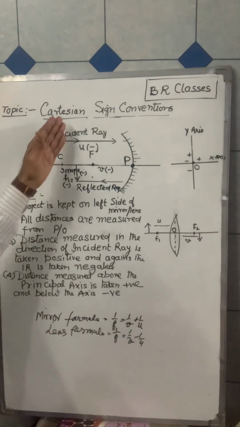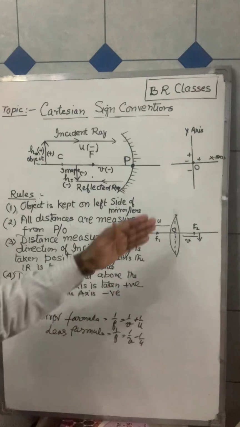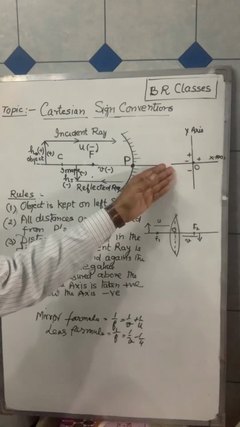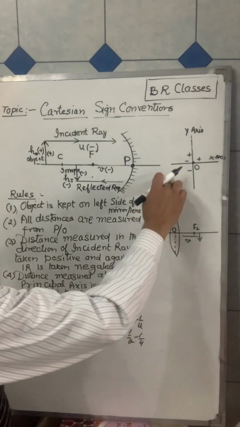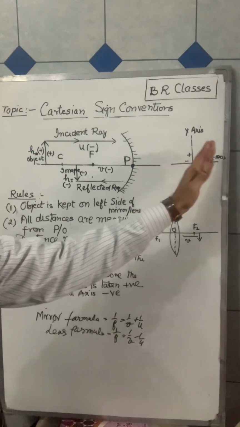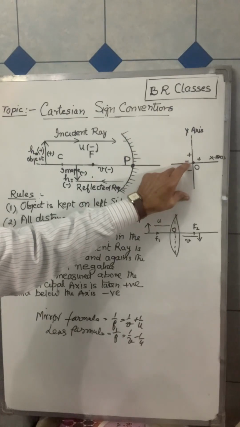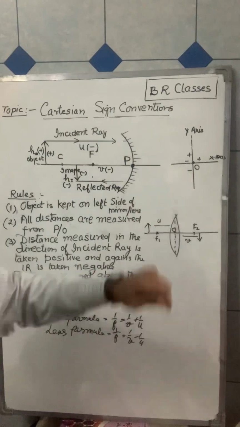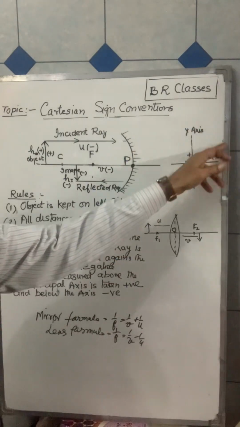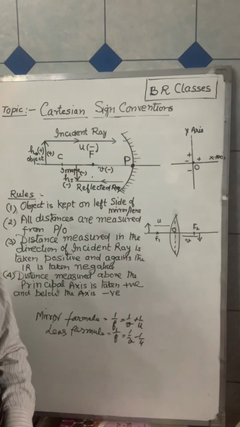These sign conventions are called Cartesian sign conventions because their positive and negative signs are according to coordinate geometry. Along the x-axis it is positive, above the principal axis positive, below the x-axis it is negative, while on the left side it is negative. So taking these Cartesian points into consideration, we start.